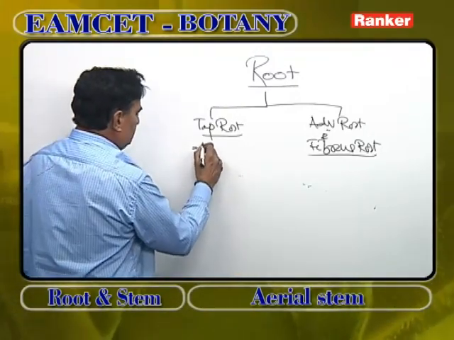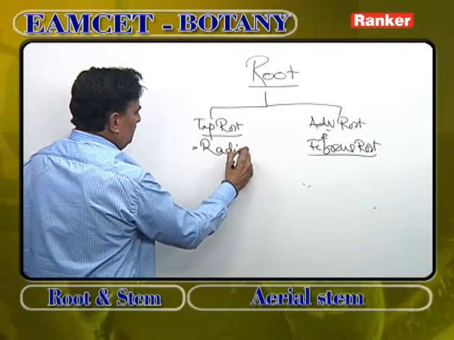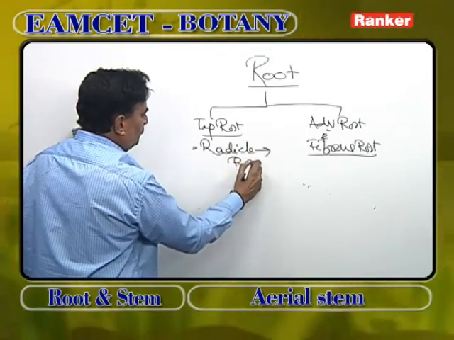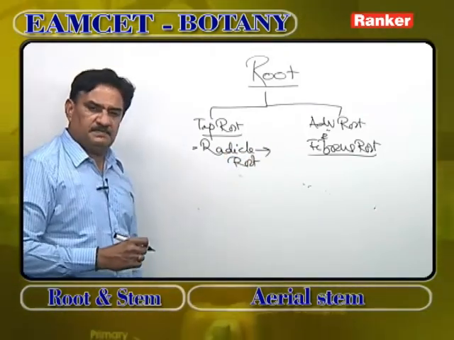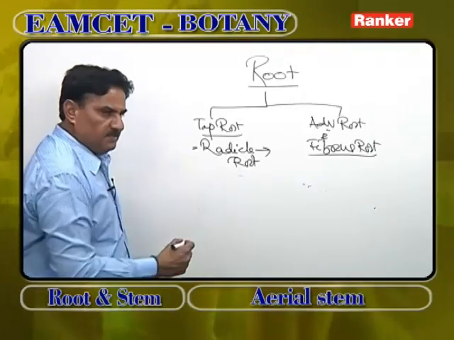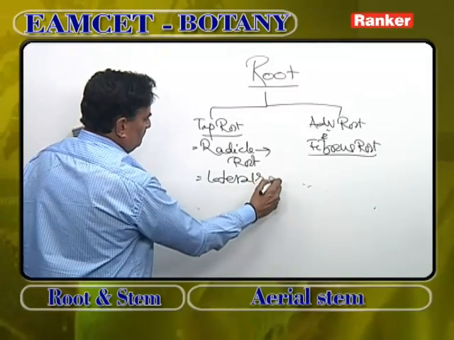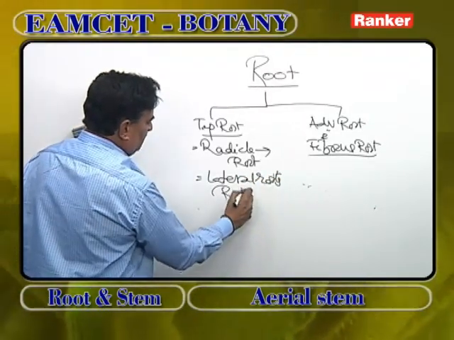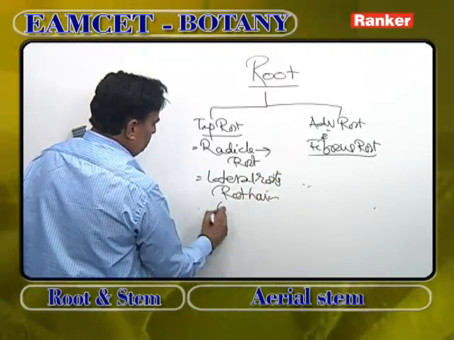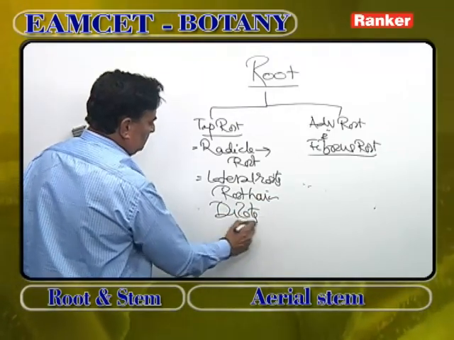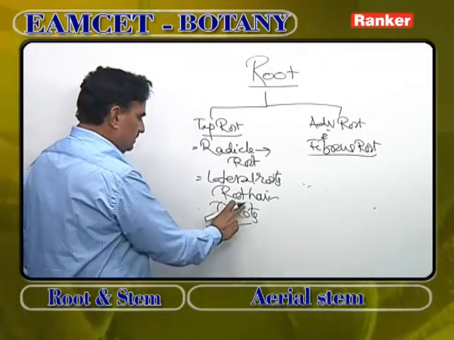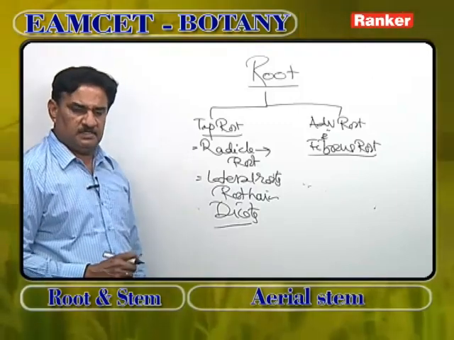In the tap root system, the radicle directly develops into a root. The radicle is persistent. Lateral roots and root hairs are all present, and it is found in dicots. Almost all dicots show a tap root system.